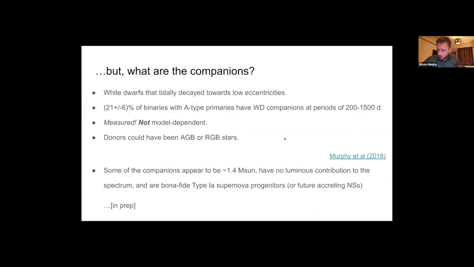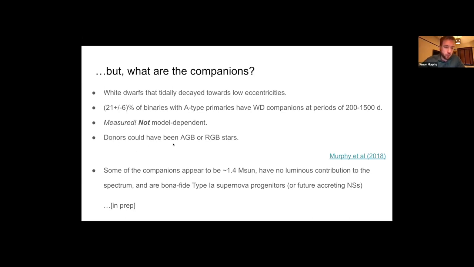And so to answer the question of what are the products of mass transfer, these are basically white dwarfs that have decayed towards low eccentricities. And in fact, we find that 21 plus or minus 6% of binaries that have A-type primaries, so delta Scuti primaries, have white dwarf companions in this period range. And this is a measured number. It's not model dependent. It's not based on a population synthesis model. The only models that we use are just some MCMC type algorithms to discern this fraction.